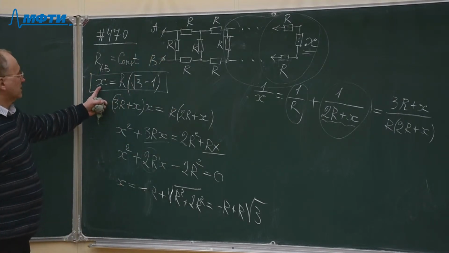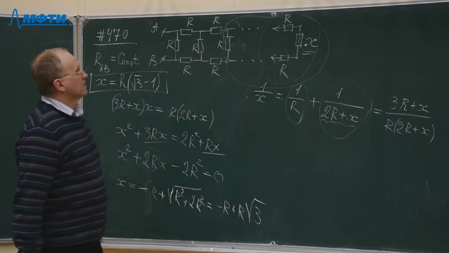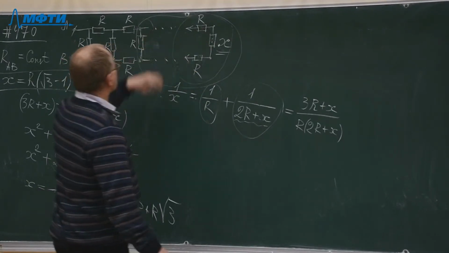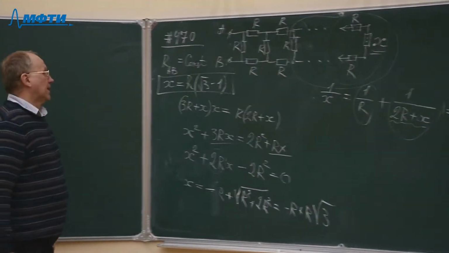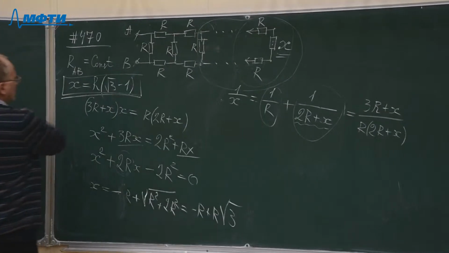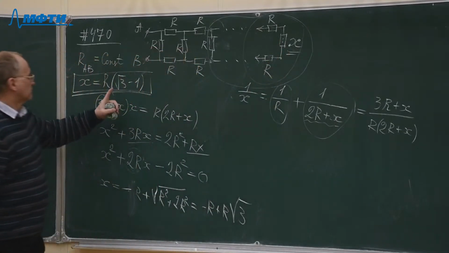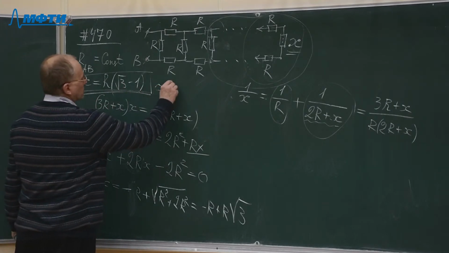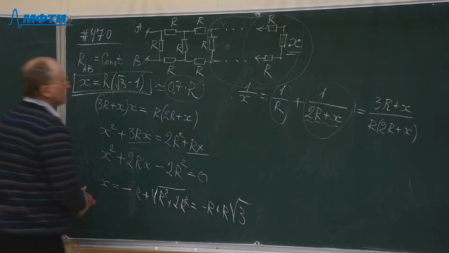That is, we found the resistance of this last resistor such that connecting another cell here, another portion of this scheme, will not change the resistance between points A and B. That is the answer to this problem. We have found this resistance, which is just square root of 3, which is approximately 1.7, minus 1. That is approximately 0.7 times capital R. That's the answer to this problem.